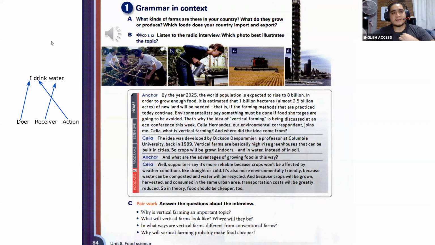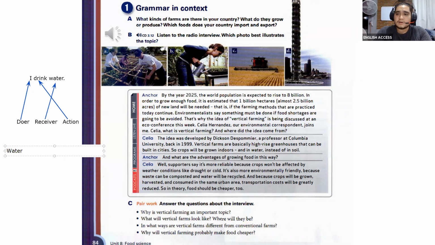Now, the passive is something like this. We still have a doer, we still have a receiver and an action. Now, in this case, the action is going to be in the same place. The receiver, though, is going to change to the main subject. So in this case, our receiver is water, so we're just going to put it here, water.